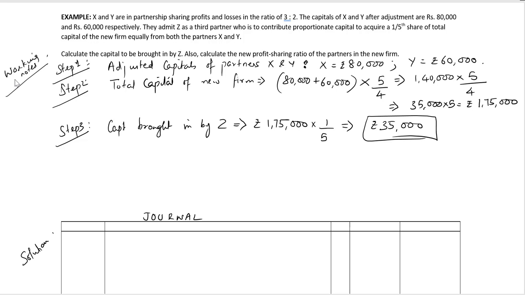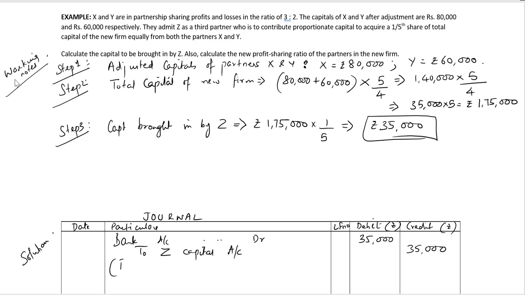Solution. Date, particulars, LF number, debit rupees and credit rupees. Bank account debit to Z's capital account. Capital brought in 35,000 rupees. Narration: being capital brought in by partner Z. So this was the first part of the sum.